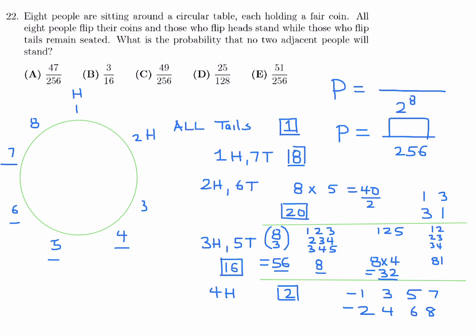So there we go. I've got to add up this 1, this 8, this 20, this 16, and this 2. And when you do, you get, let's see, 10, 20, 30, 46, 47. 47 over 256 is the answer to this question. So number 22, that would be A.